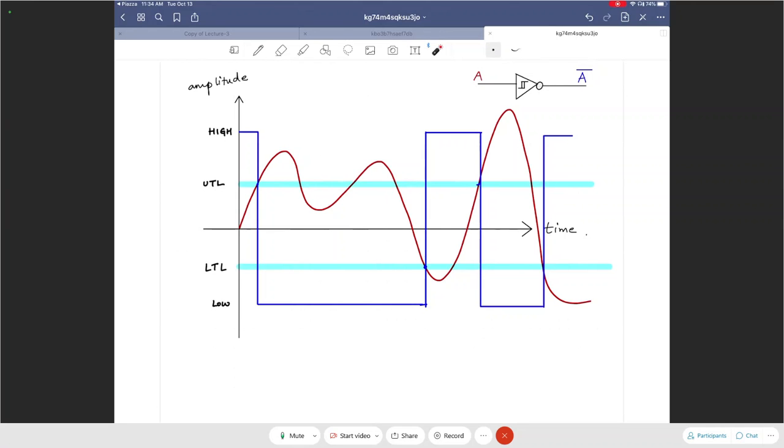Now, once you see this, what is really important here is, why do you think this is useful? Why not just have one threshold? Why have two thresholds? How is this beneficial?